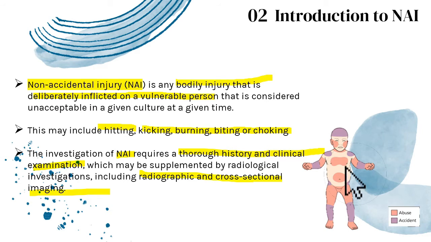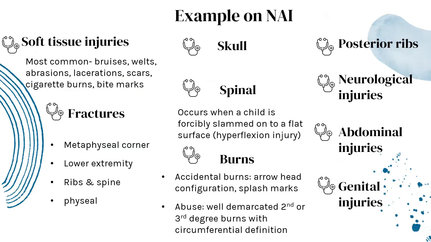As you can see from this picture, there's abuse and accident. The non-accidental injury covers the abuse part of a child's body. Some examples of non-accidental injury are soft tissue injuries, commonly bruises, abrasions, or bite marks. We have fractures that we're going to look into one by one, skull and spinal injuries, and burns, which differ between accidental burns and abuse burns. Abuse burns are well demarcated second or third degree burns. And then we have posterior rib fractures, neurological injuries, and abdominal and genital injuries.